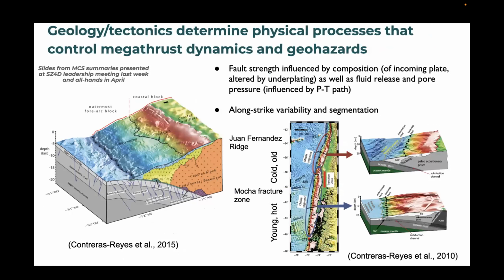Here, I highlight that it's the geology and the tectonics that determine also the physical processes that control megathrust dynamics and geohazards. And that is true not only in 2D, so not only in the cross-section sense, but also really in 3D, so including along-strike variability and also including processes that connect whatever happens on the megathrust with our geologic context that's surrounding the megathrust.